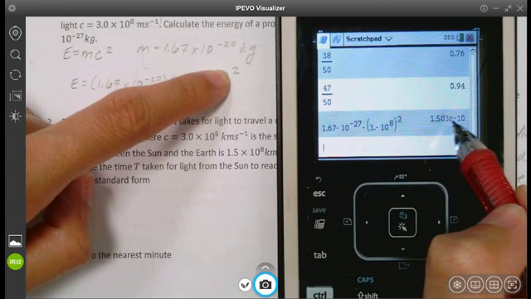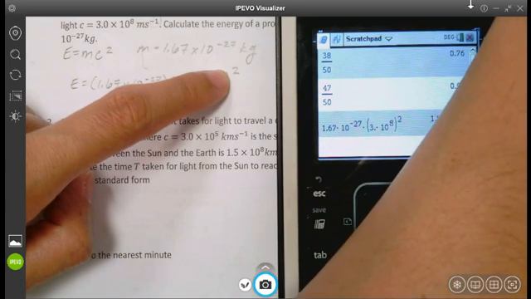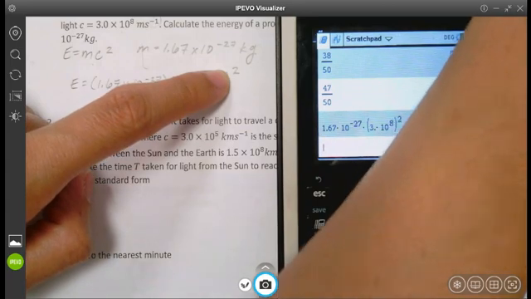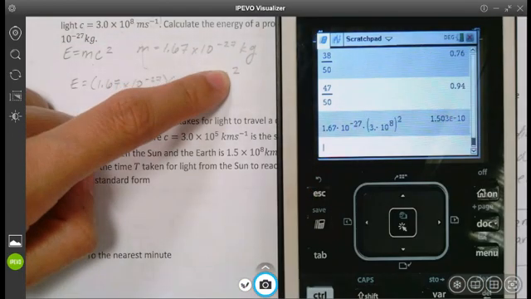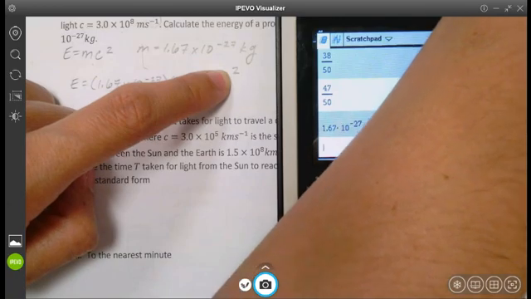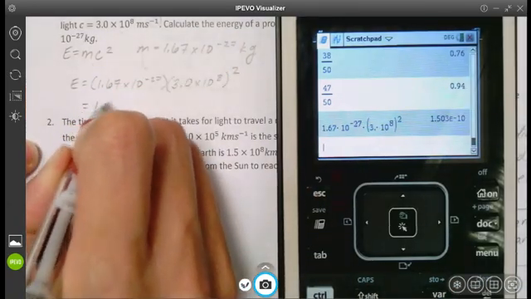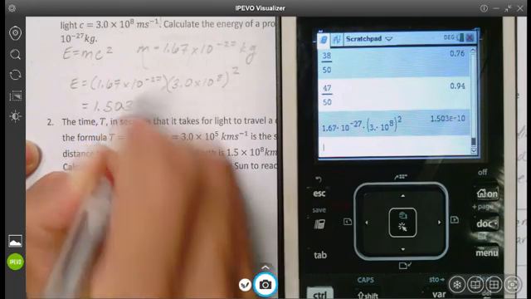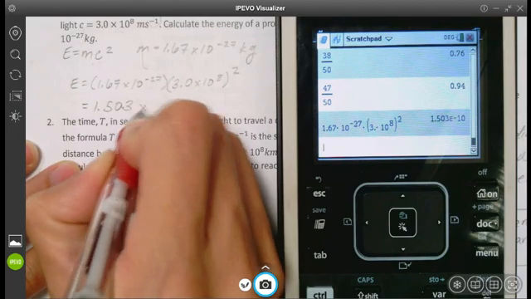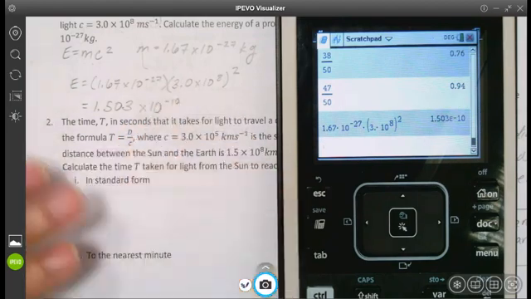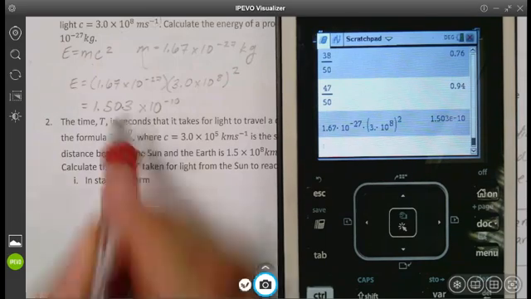Notice here that E is there again, like we were talking about before. And that E is scientific notation. So that's 1.503 E negative 10, which means times 10 to the negative 10th power. And that is all you have to do. You're done.